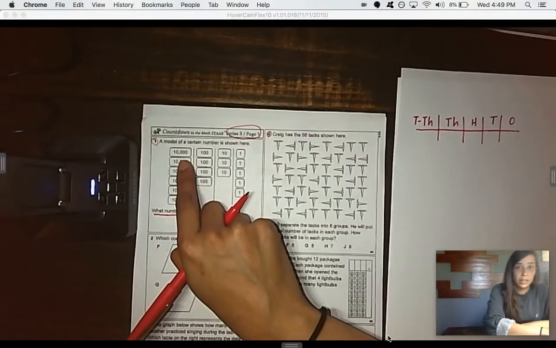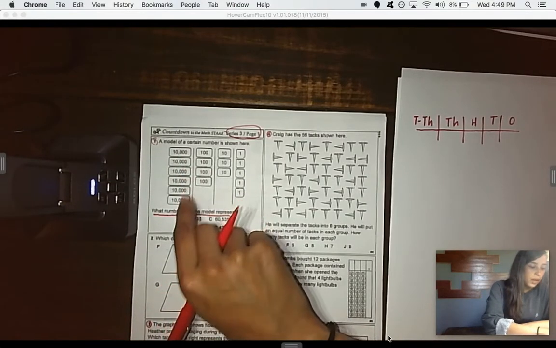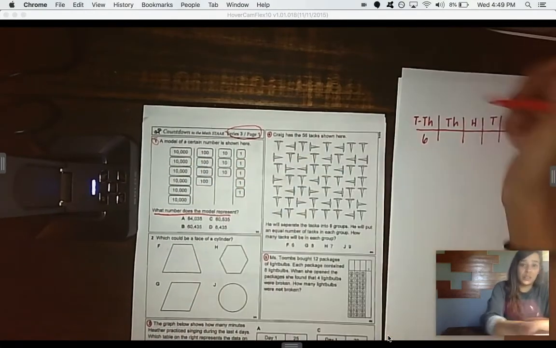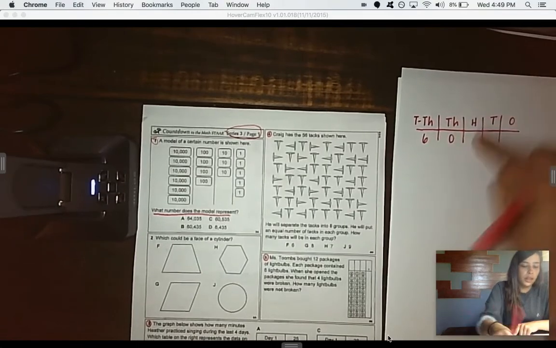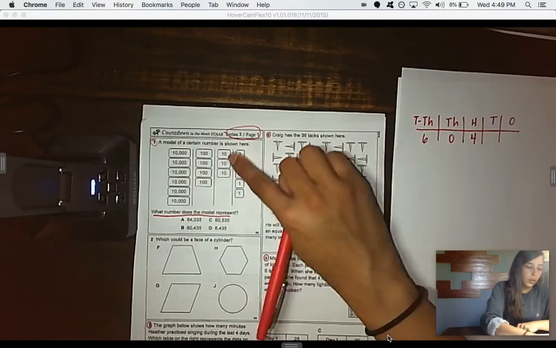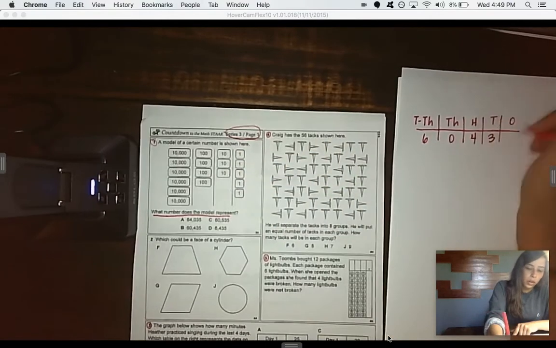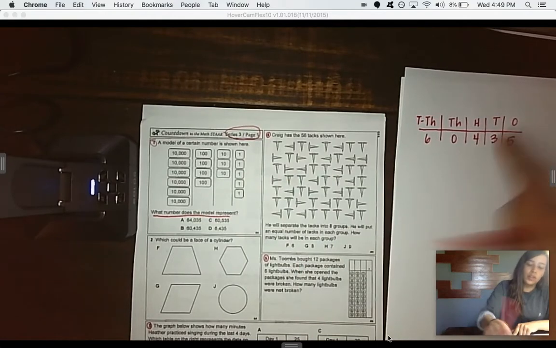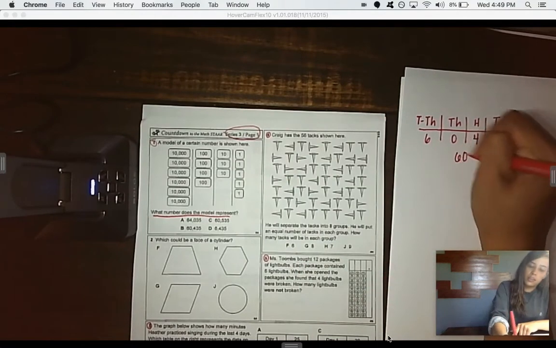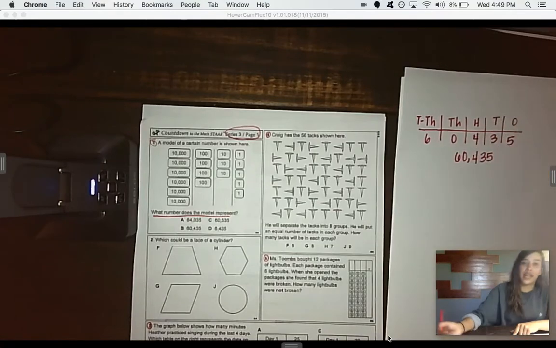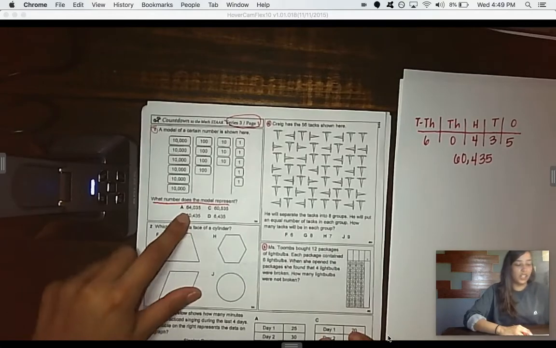Let's count how many 10,000 blocks we have to know what number needs to go in that place value. 4, 5, 6. So I see 6 10,000s. I don't see any thousands, so I'm going to put a 0 as a placeholder. Then we have 1, 2, 3, 4 hundreds. 1, 2, 3 tens. And 1, 2, 3, 4, 5 ones. So now I know I'm looking for 60,435 as my answer.